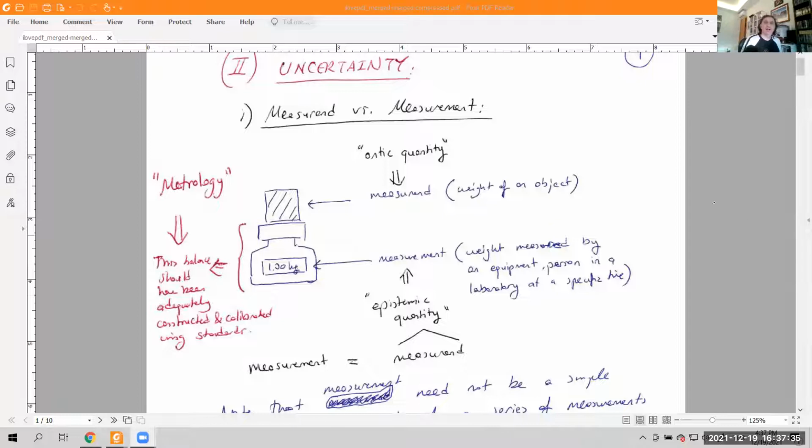Okay, I think I haven't given a definition or the concept of uncertainty yet. So in this lecture, I'm going to try to do so. So let's again start from a more familiar concept, which is measurement versus measurand. And although I haven't given the term measurand in the first lecture, I talked about this concept.